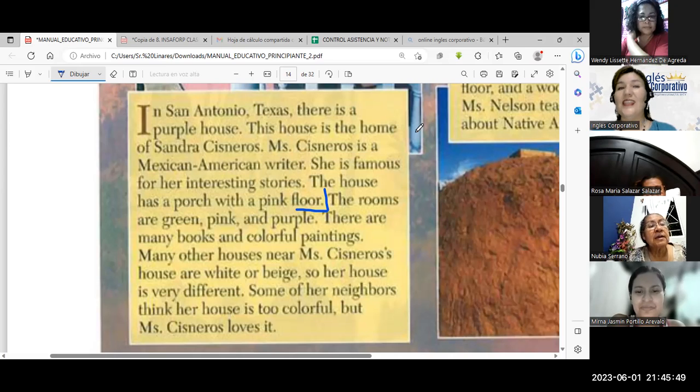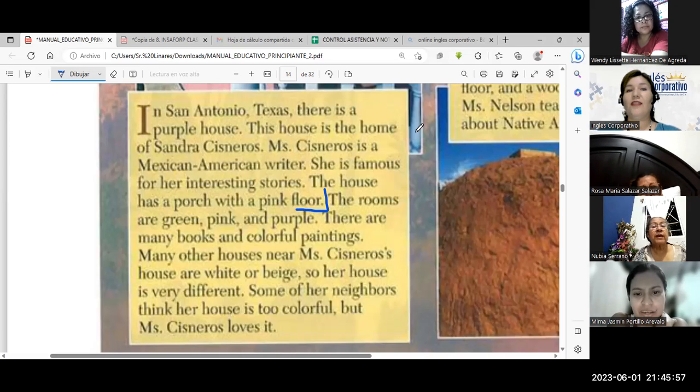This house is the home of Sandra Cisneros. Mrs. Cisneros is a Mexican-American writer. She is famous for her interesting stories. The house has a porch with a pink floor.